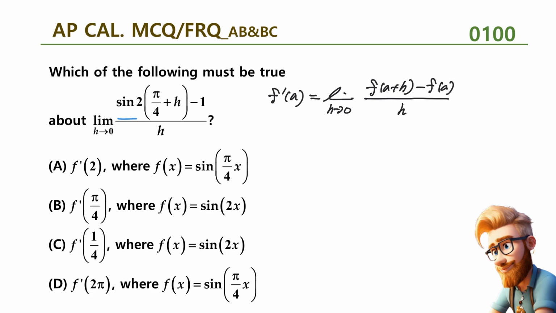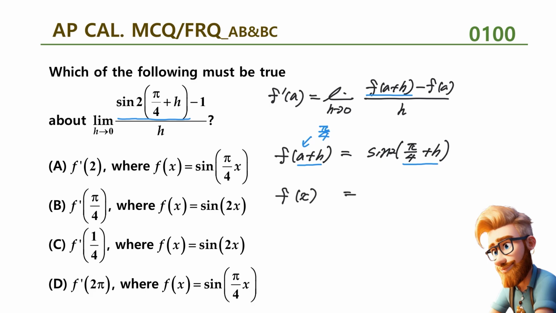So this expression right here, sine 2 pi over 4 plus h, that has to be f of a plus h, right? So f of a plus h is equal to sine of 2 times pi over 4 plus h. So a plus h, pi over 4 plus h. This means a has to be pi over 4, right? So f of x is then equal to sine 2x, right?